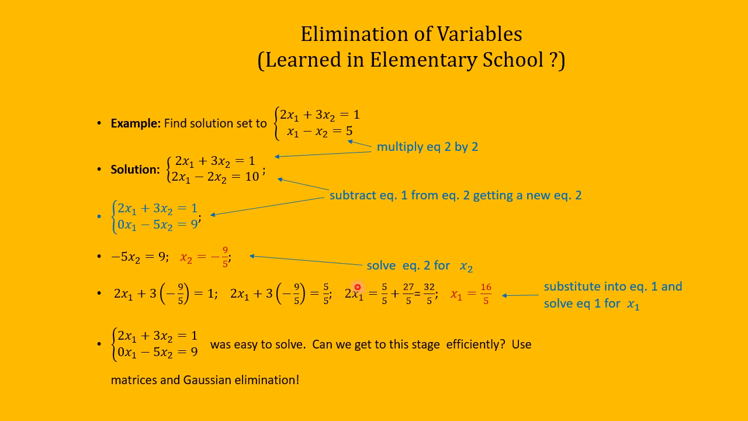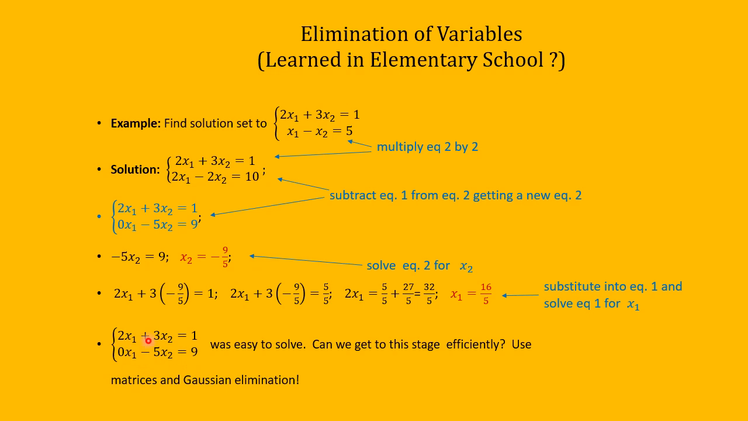Dividing this side by 2, we get x sub 1. Dividing this side by 2, we get 16/5. So what we found out is that there is only one solution to this system of equations. X sub 1 has to be 16/5, and x sub 2 equals minus 9/5. So that was fairly easy to solve, and in any case would have been easy using almost any method we know, because it's only two equations and two unknowns.